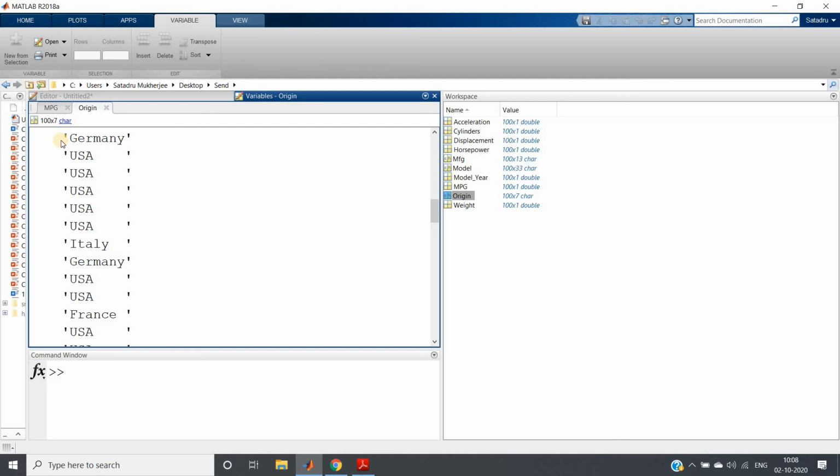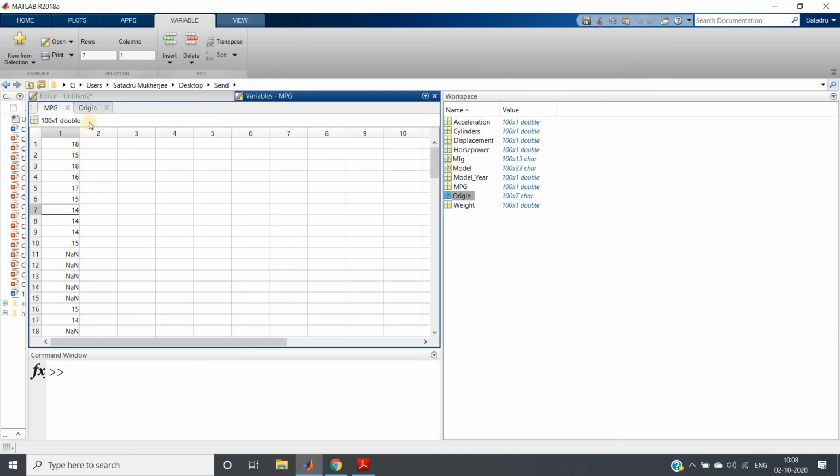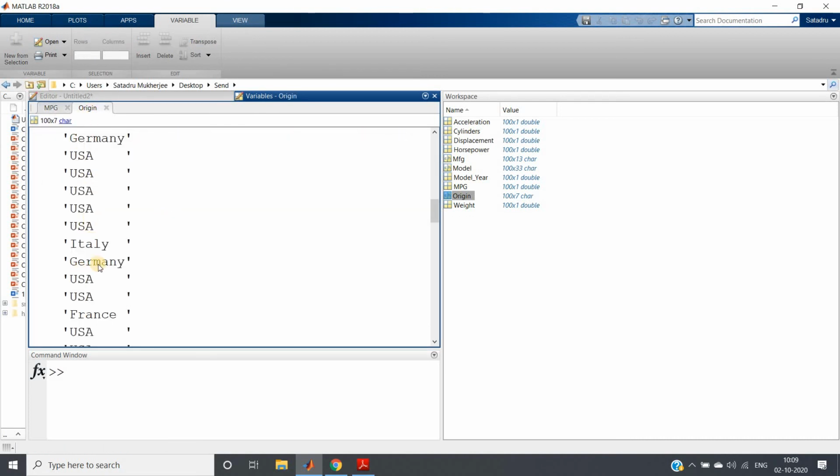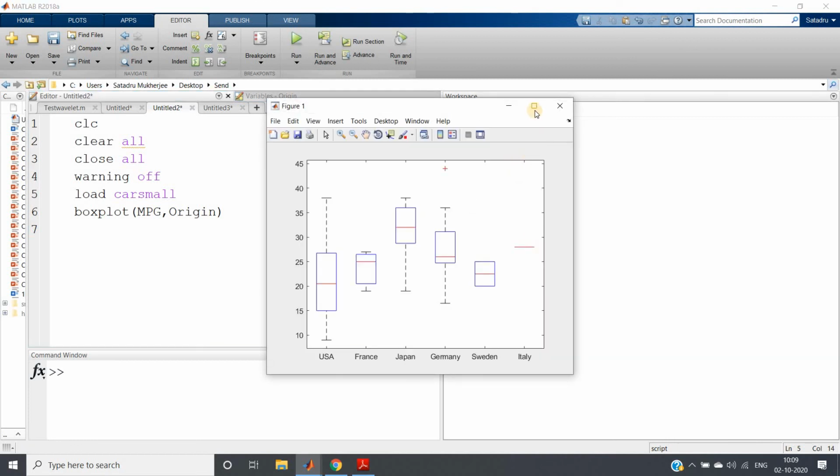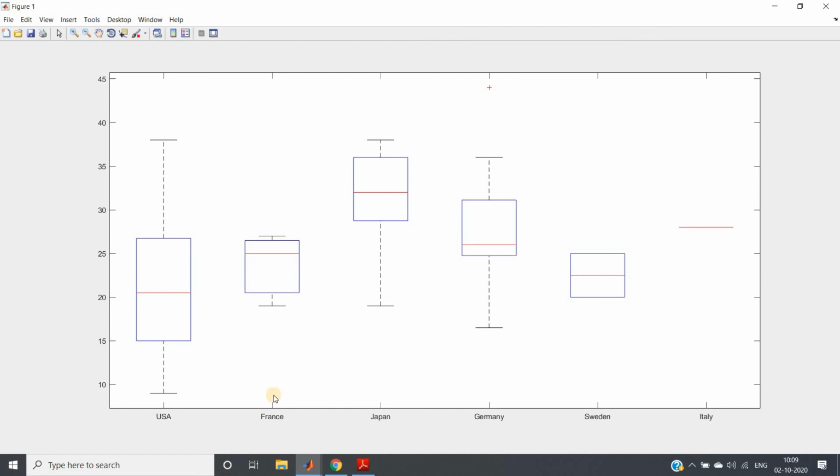Suppose we want to plot the box plot of MPG, this numerical data, based on grouping by country. For Germany, whatever MPG data is present, one box plot for that; for Italy, whatever data is present, another box plot. If you want to plot like that, the simple idea is to write box plot of MPG, that is our x, for which we want to compute the box plot, grouped by origin, that is, by country. If I just run it, you can see it plots a box plot for each country: USA one box plot, France another, Japan another, Germany another, Sweden another, Italy another. So grouping can be done on data in matrix format, which is what we generally handle in data science.